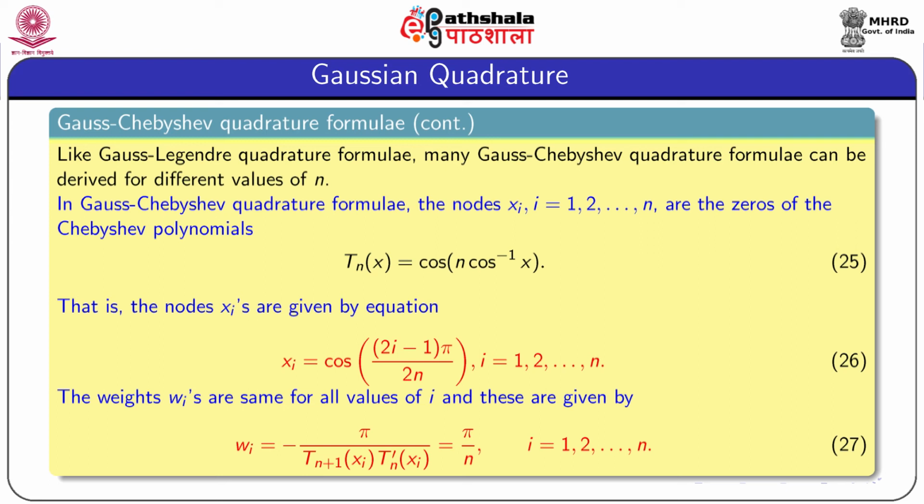This is very interesting, and these are given by equation 27. That means Wi equal to pi by n. The general formula is minus pi by Tn plus 1 at xi, and derivative of Tn at xi. After simplification, it reduces to pi by n. So this is a very simple formula, and it can be remembered for all values of n and all values of i.